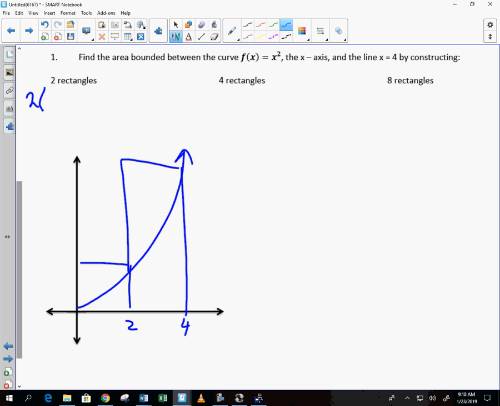I have 2 times something. What is my first height? 2 squared, which is 4, plus 16. So I get 40. And we said that that's an overestimation. Agreed? You go ahead. You do 4 rectangles. You do 8 rectangles. See what you come up with. Go. Try on your own.